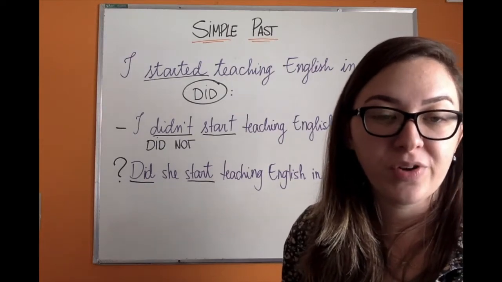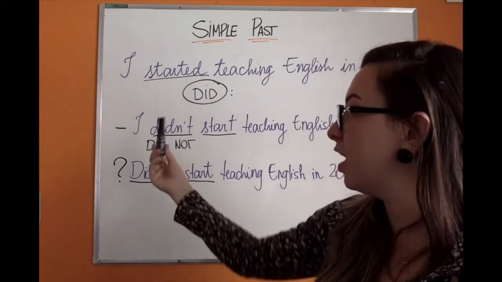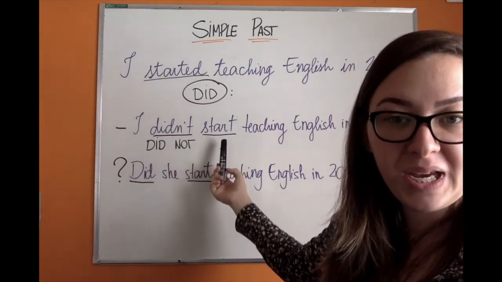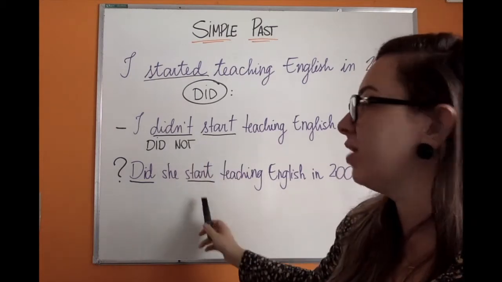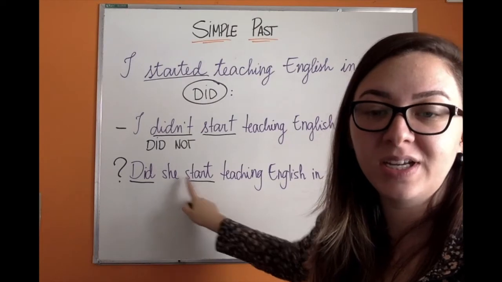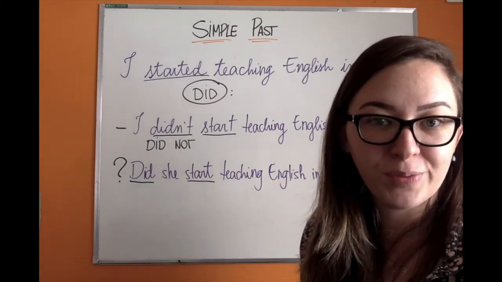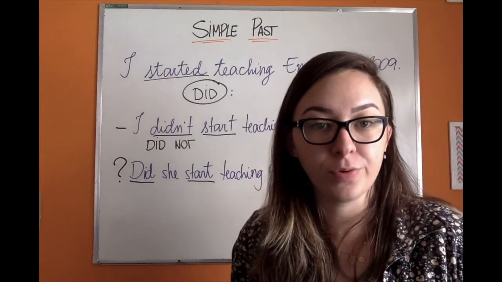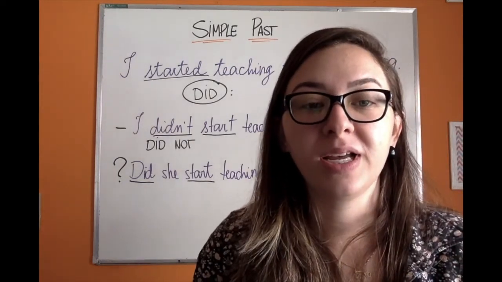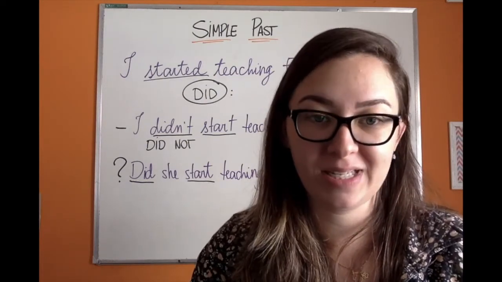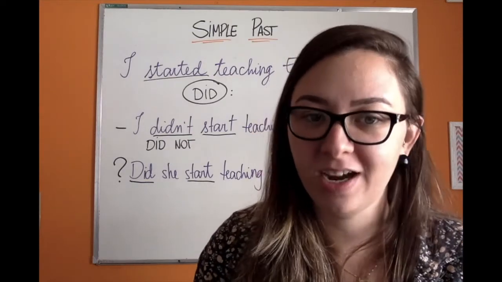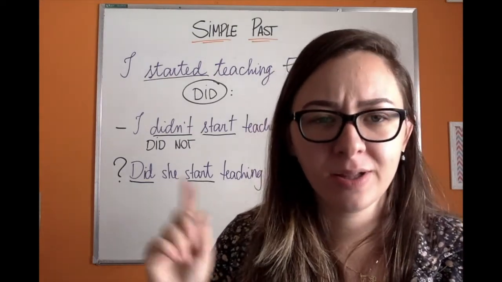Remember the structure. When you have a negative sentence: subject, auxiliary verb plus not, main verb in the basic form. When you have a question, you have the auxiliary verb, then the subject, then the main verb in the basic form. Okay? And also, the same rule we saw for the present simple is still valid here for the past simple. Verb to be doesn't take auxiliary verbs. Okay? Let's see an example.